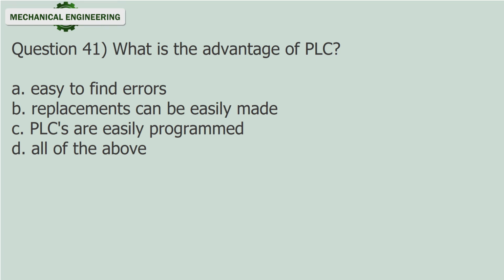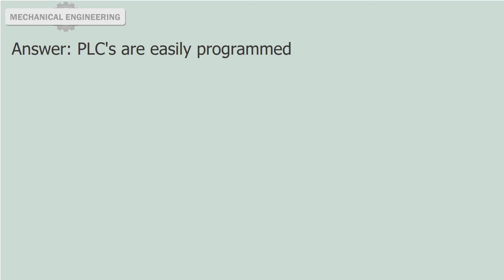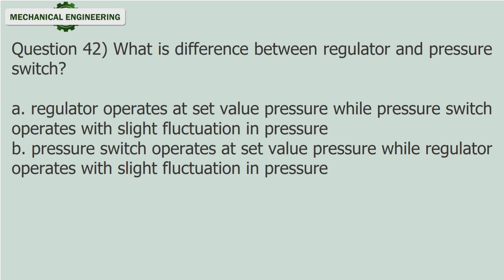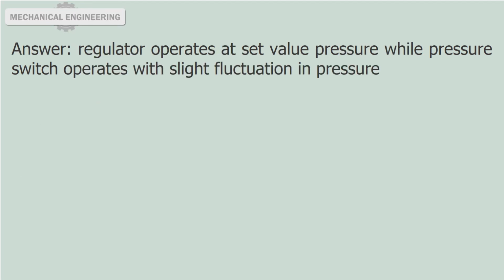Question 41. What is the advantage of PLC? A. Easy to find errors. B. Replacements can be easily made. C. PLCs are easily programmed. D. All of the above. Answer: PLCs are easily programmed. Question 42. What is difference between regulator and pressure switch? A. Regulator operates at set value pressure while pressure switch operates with slight fluctuation in pressure. B. Pressure switch operates at set value pressure while regulator operates with slight fluctuation in pressure. Answer: regulator operates at set value pressure while pressure switch operates with slight fluctuation in pressure.